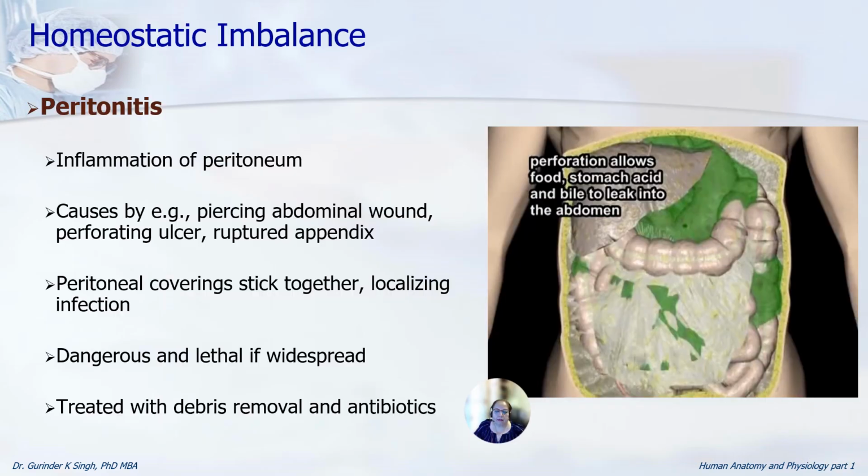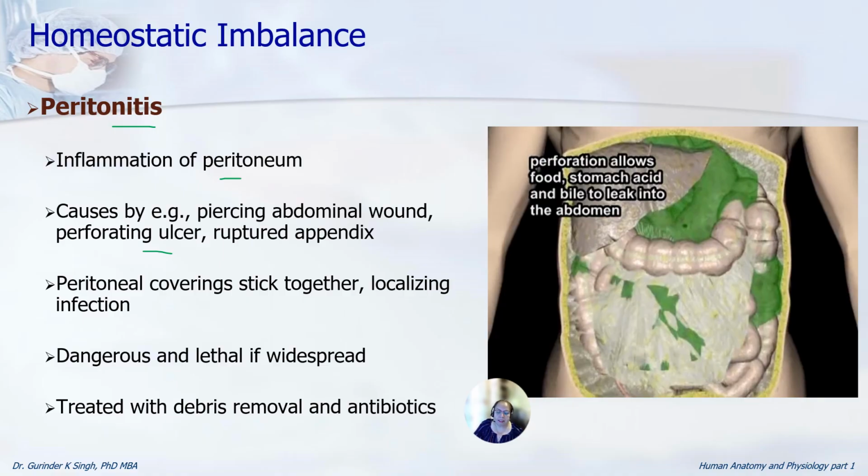All right, let's discuss one of the most common homeostatic imbalances involving the peritoneum layers. It's called peritonitis. It is the inflammation of the peritoneum and can be caused by stabbing wounds, also by perforating ulcers or a ruptured appendix. And you probably have heard about it or seen someone who has suffered from it.